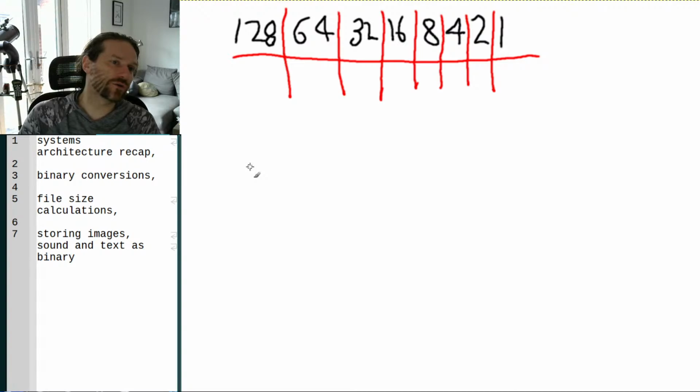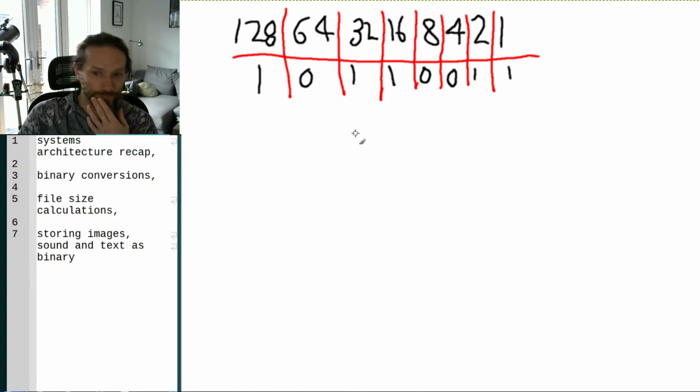So let's do a binary number conversion. We're going to convert a binary number to denary. That's probably the best starting point. A binary number is made up of a bunch of ones and zeros. So let's have 1 0 1 1 0 0 1 1. That's the number that we're going to convert.